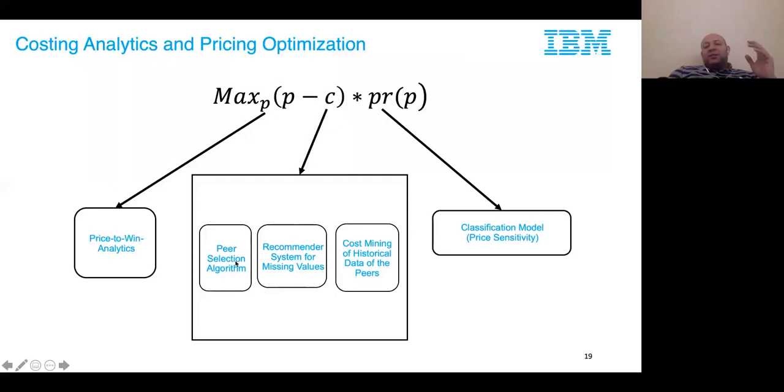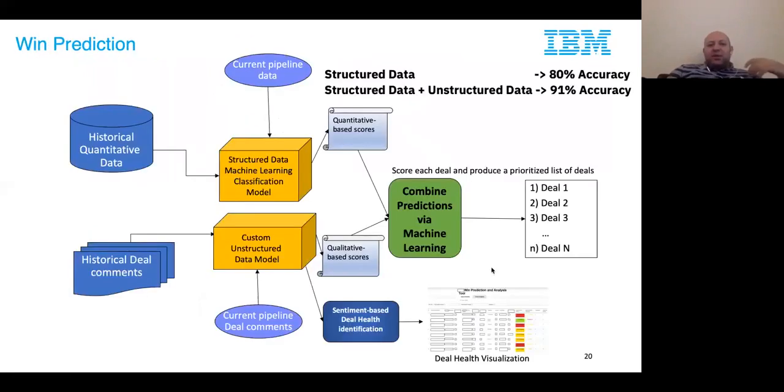And for C, we did, as I said, some customized costing algorithm where we would choose similar deals in the past using some criteria of similarity, and then we do cost mining, and we use some recommender system and so on. Again, going into details is not possible because of time, but happy to discuss details with any of you.